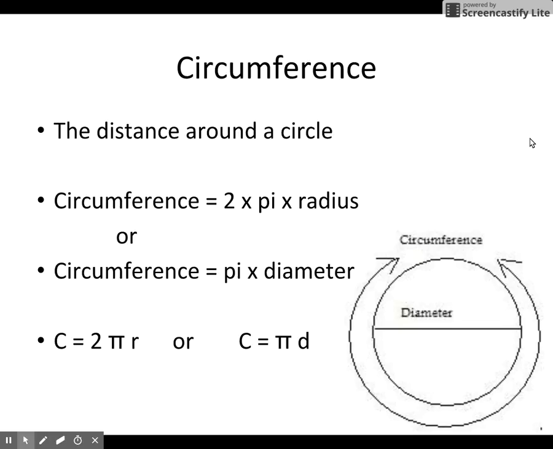Next is the circumference. The circumference is the distance around a circle. You can find it one of 2 ways. The circumference is equal to 2 times pi times radius. Remember that pi is equal to 3.14. Or you can do circumference equals pi times the diameter, which is represented here in the 2 formulas you see. If you are given the radius, you will do circumference equals 2 pi r. If you are given the diameter, you will do circumference equals pi times the diameter.